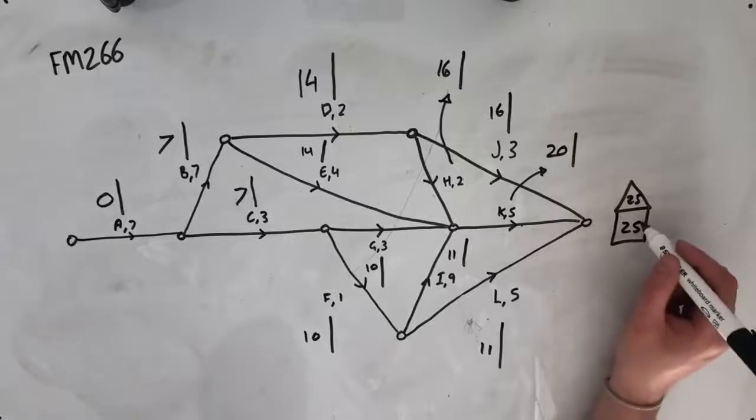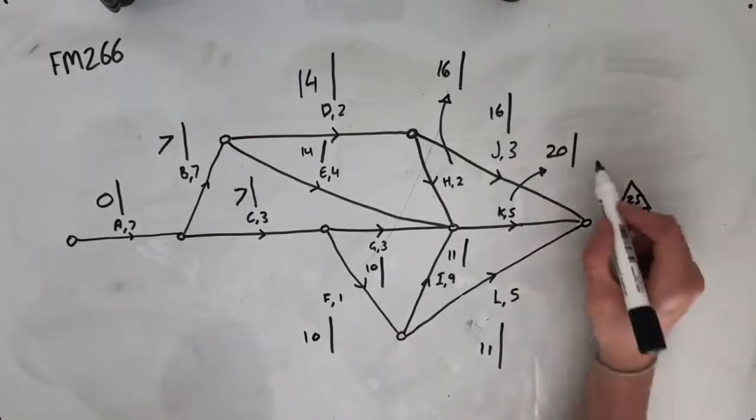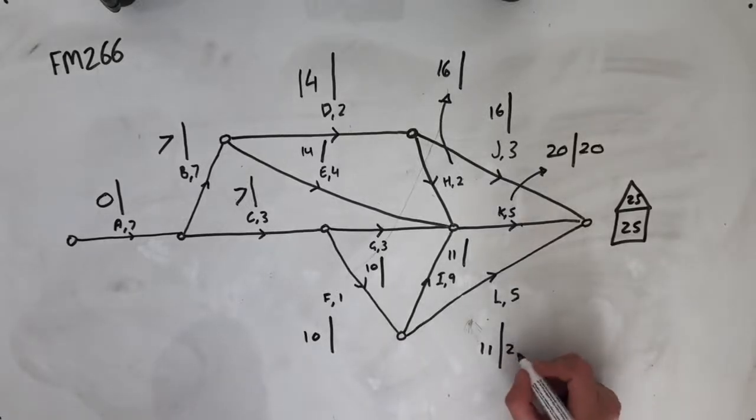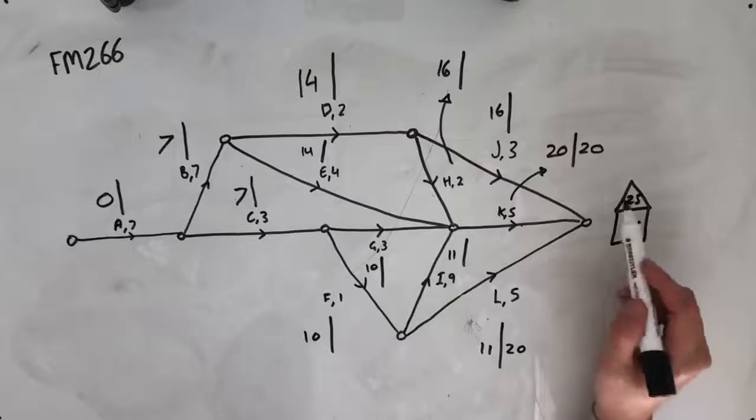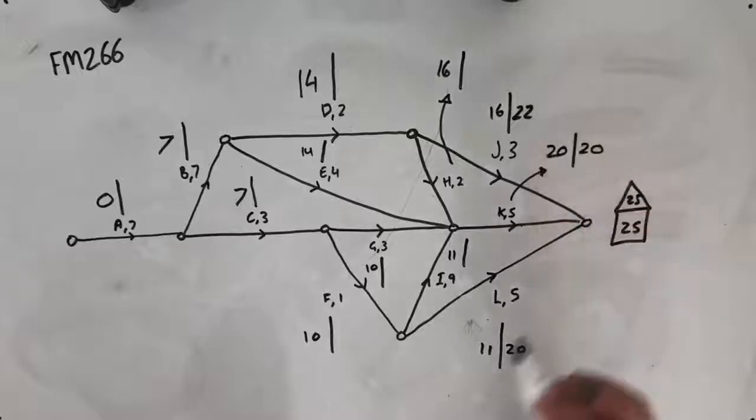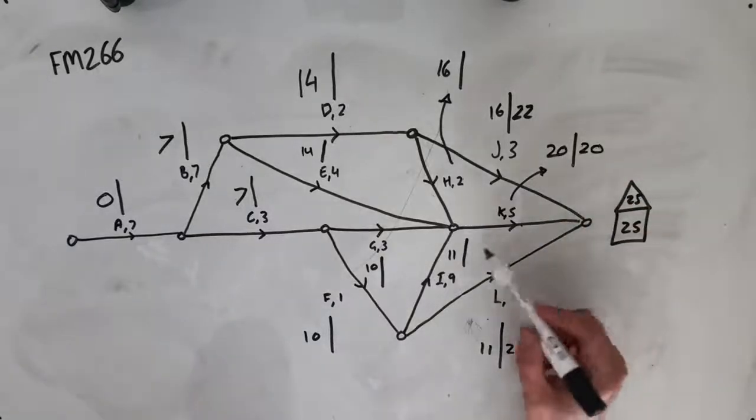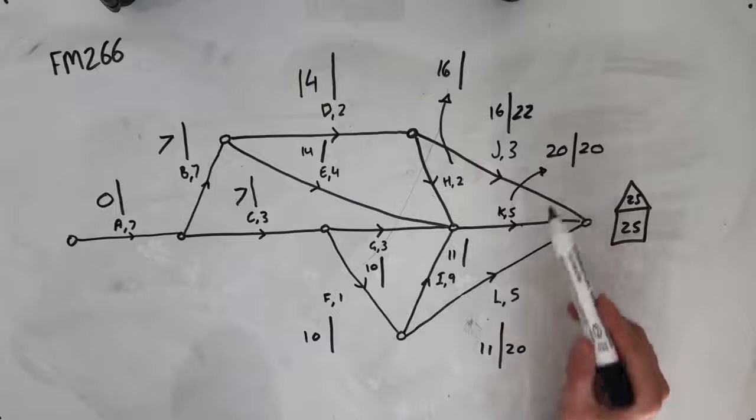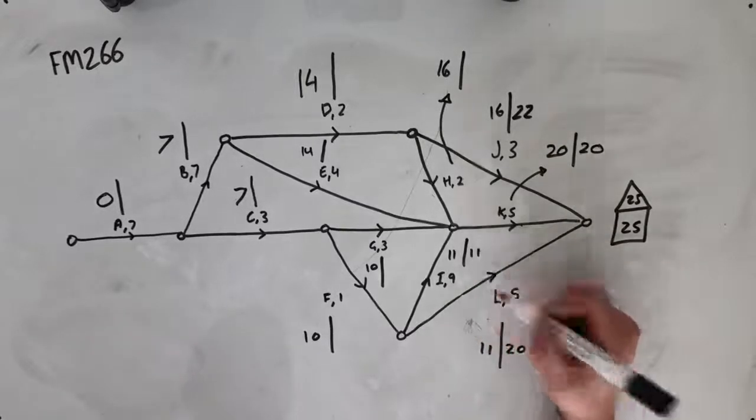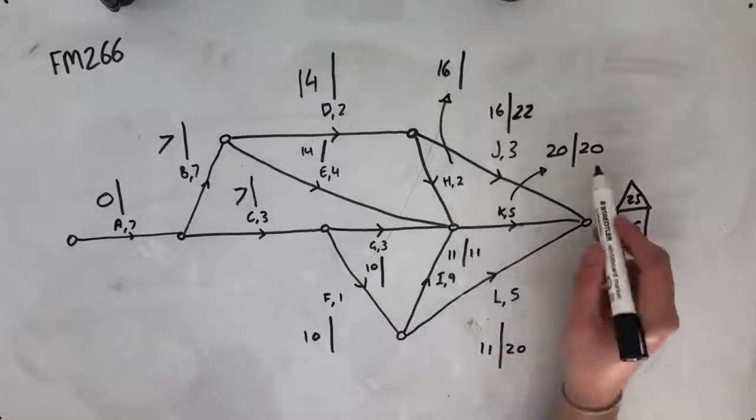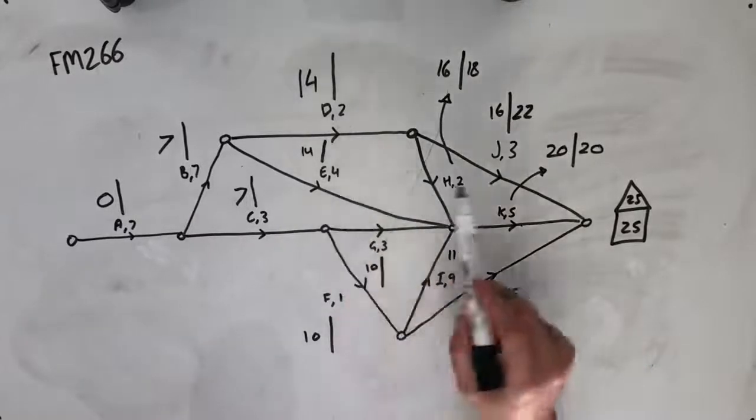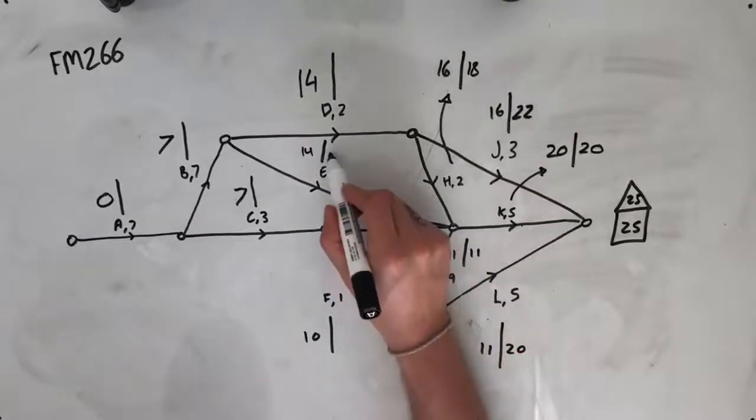Now doing the backward part of our scan, 25 take 5 for K is going to leave us with 20. 25 take 5 for L is also going to leave us with 20. And 25 take 3 for J is going to leave us with 22. Moving backwards from K, we've got a later starting time of 20. So for I with a duration of 9, later starting time of 11. For H with a duration of 2, later starting time of 18. For E with a duration of 4, later starting time of 16.